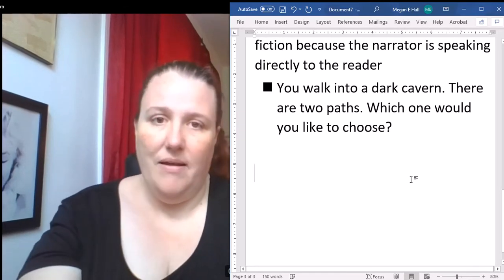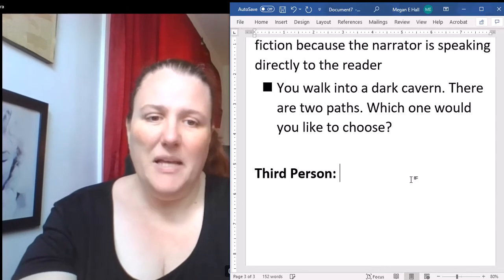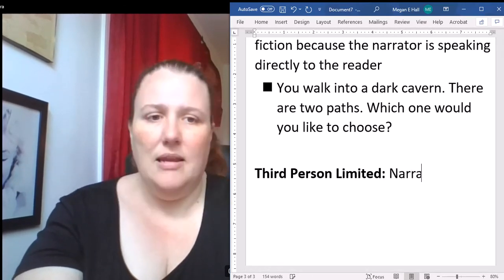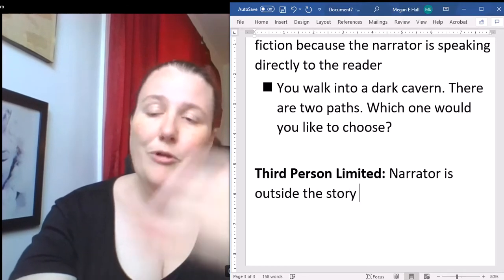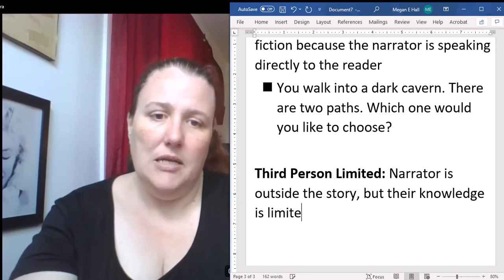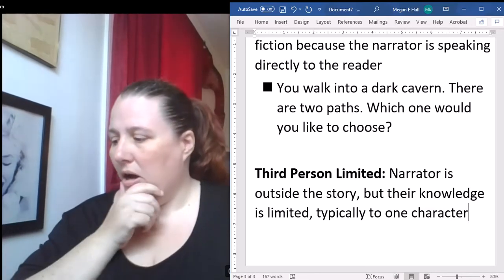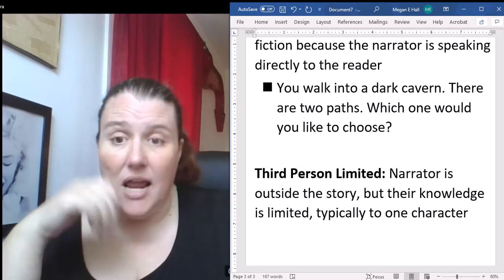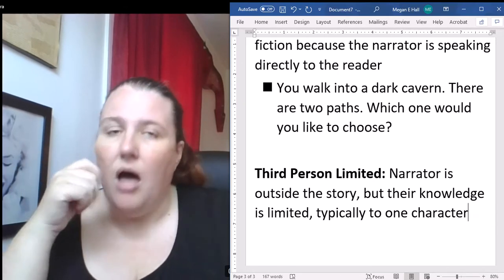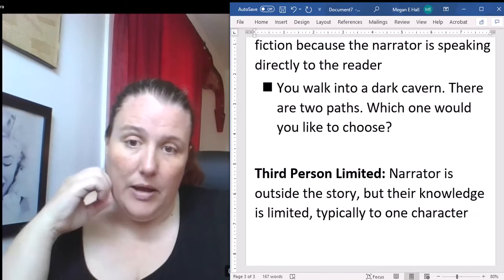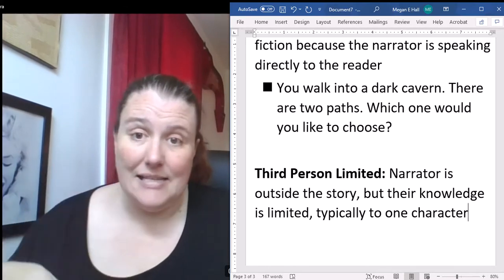The next is third person. There are two basic types, although to be honest, I kind of think of them as a continuum. Third person limited. Limited means that the narrator is outside the story. That's what third person means. But their knowledge is limited, usually to one character. Harry Potter does this really well. There are things that Harry doesn't know because he's a child, and so the narrator doesn't reveal those things either, for the most part, other than a few dribs and drabs. But for the most part, we are following Harry, and we know what he knows, and we find things out as he finds things out.